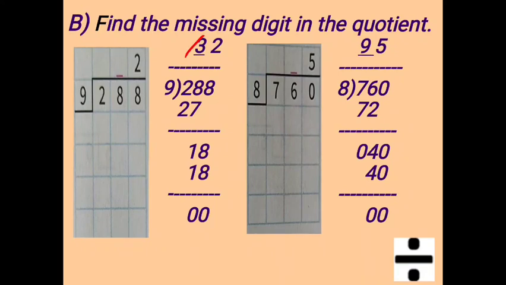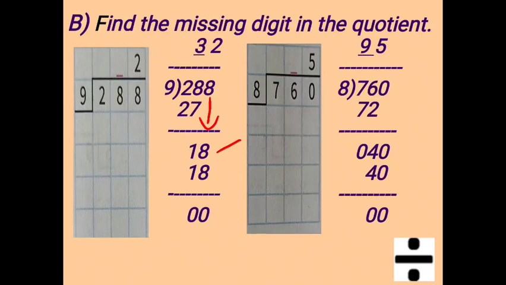Then after writing 27, here you are going to do subtraction. Then after doing subtraction, you will get the remainder as 1. That is 28 minus 27, the remainder will be 1. Then take down the next number, that is 8. So you will get the number as 18.